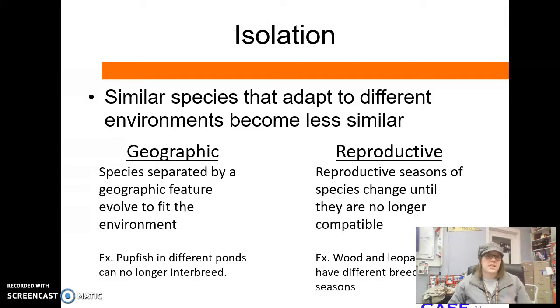Another good example is the one listed here, which is different tidal pools or tidal ponds. If those tidal ponds can't share genetics, they're isolated geographically. They might only be 2 feet apart, but if they can't get to the other pond, they can't share genetics, so they're isolated. But another way that you can be isolated is actually reproductive isolation, which is more about time.